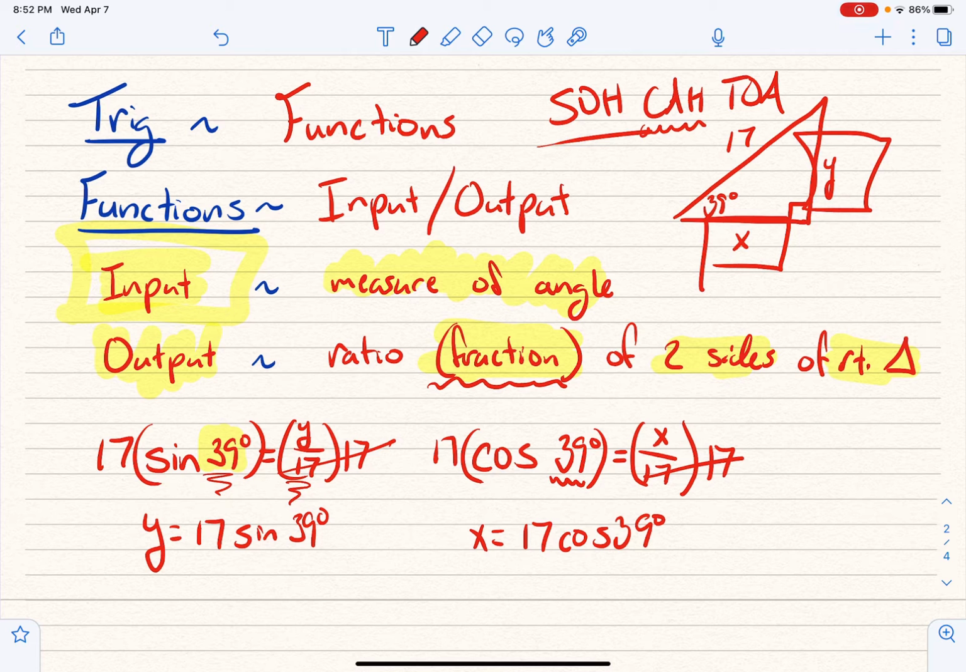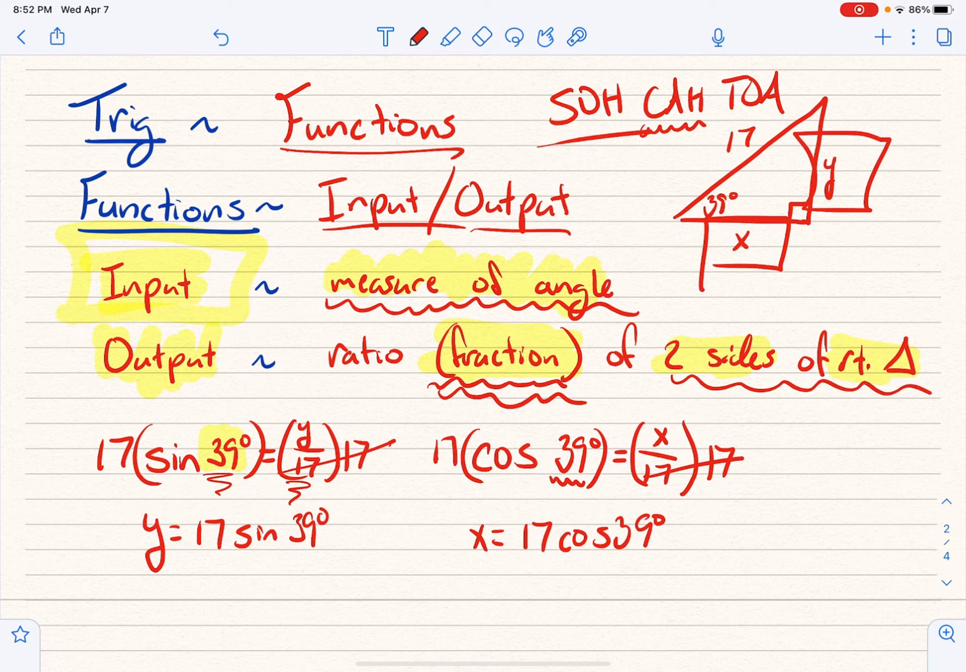Okay, and so that's all the basic stuff we need to know. We need to know that trig is about functions. Functions are input and output. The input is always the measure of an angle. The output's always a fraction of two sides of a right triangle. And then if there's nothing else you remember, please remember SOHCAHTOA. And it's a pretty easy thing to remember.